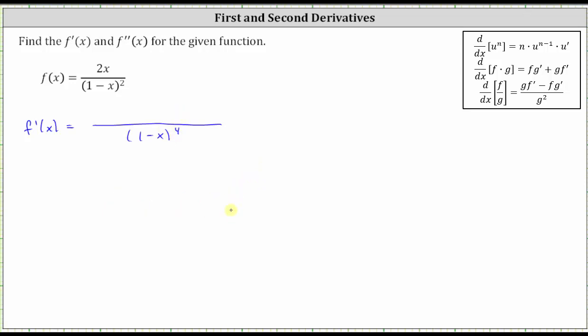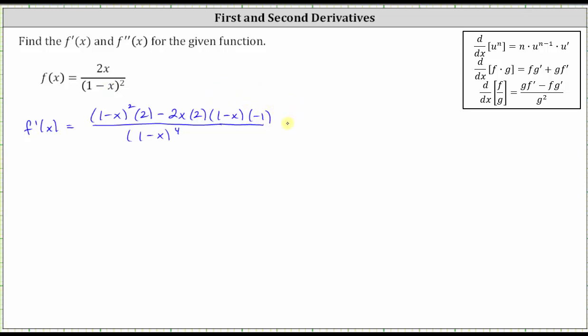And now for the numerator, we have the denominator times the derivative of the numerator. Well, the denominator is the quantity 1 minus x squared, and then times the derivative of 2x with respect to x, which is 2, and then we have minus the numerator of 2x times the derivative of the denominator. To find the derivative of the square of 1 minus x, we need to apply the chain rule. We first multiply by 2, and then subtract 1 from the exponent, which gives us the quantity 1 minus x to the first, and then times the derivative of the inner function. The derivative of 1 minus x is negative 1. And of course, we can drop the exponent of 1 on the quantity 1 minus x.